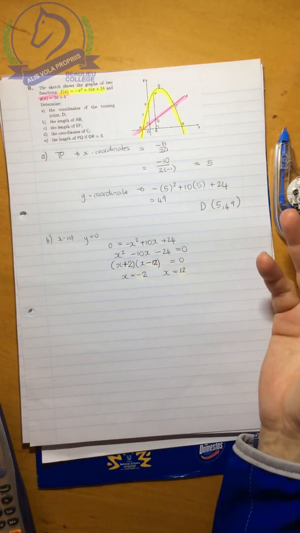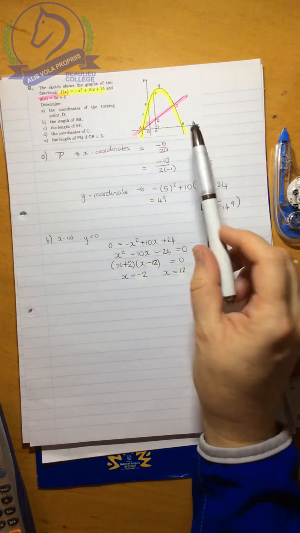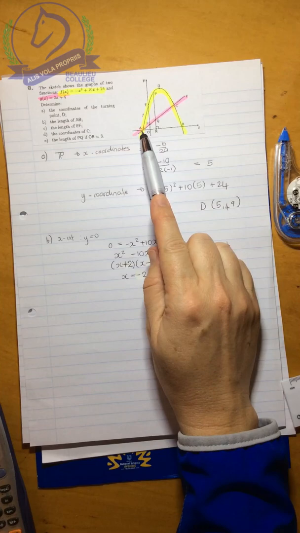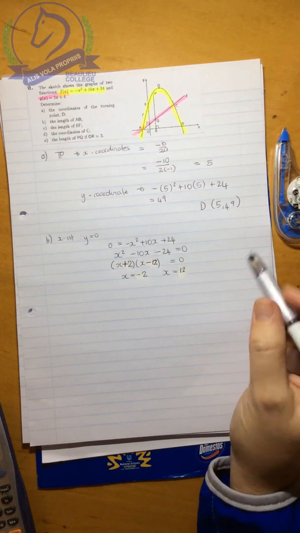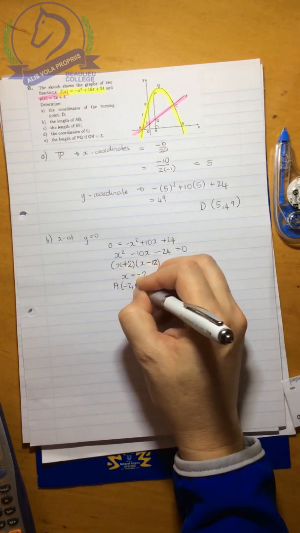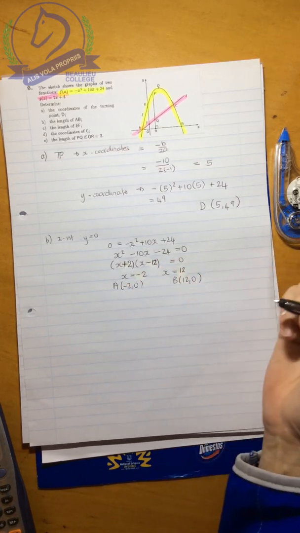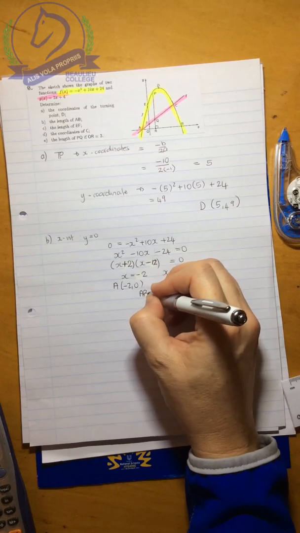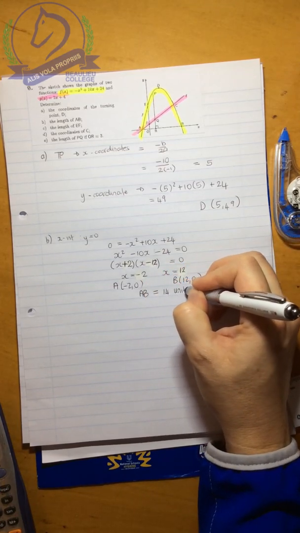How did I spot I made a mistake? Because I had 6 and 4, and when I looked up at my graph, I saw that A must be a negative x value, and that's how I spotted my mistake. So don't do the same. So A is negative 2 and 0, and B is 12 and 0. They wanted to know the length of AB, so that's going to be 14 units.